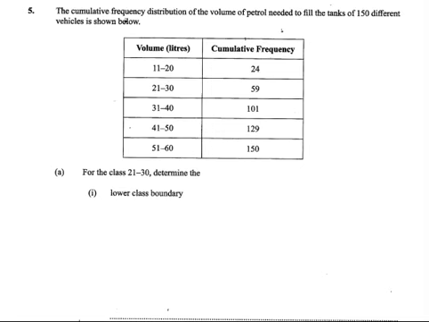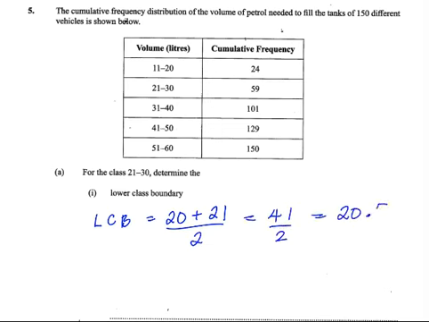The lower class boundary would be equal to the upper class limit of the class before, which is 20, plus the lower class limit of this class, which is 21, and then divide by 2. So this is going to be 41 over 2, and this is 20.5. So the lower class boundary for the interval 21 to 30 is 20.5.